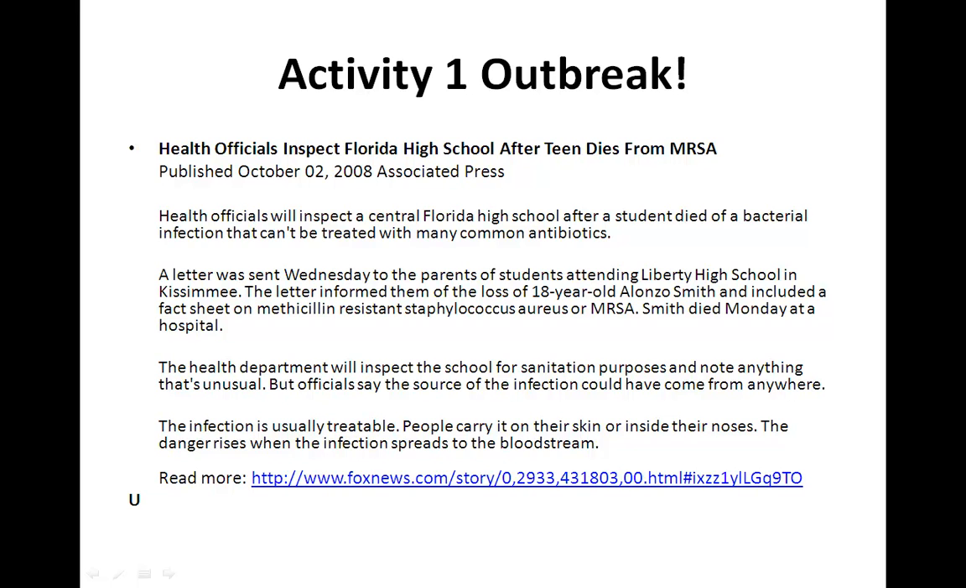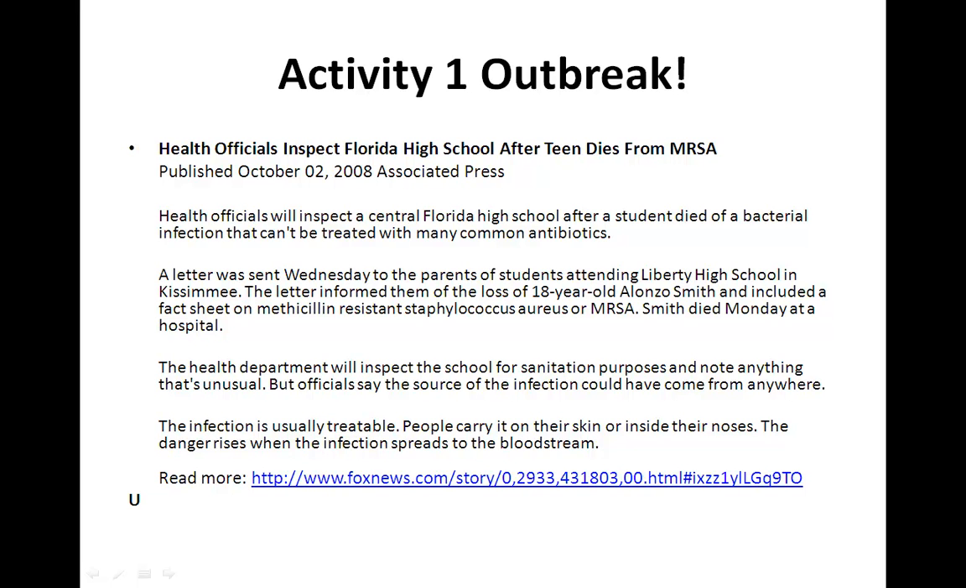Okay, so this is the activity we're going to do. It's called Outbreak. And at the end of this, you're going to read an article with information about MRSA and just exactly what MRSA is. You're going to look at the bacteria, and we're going to look at why bacteria change and how they change. And there's a couple of stories that were in the newspaper that you can read about MRSA.